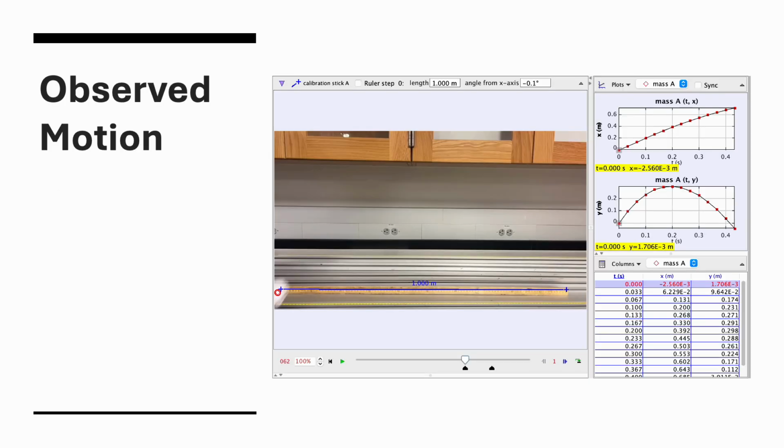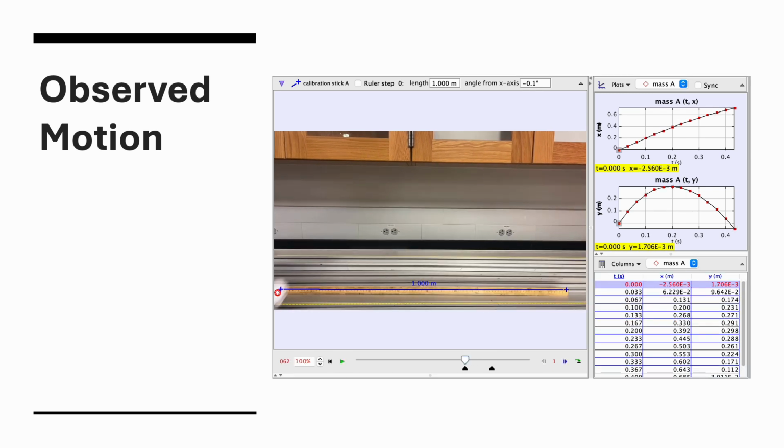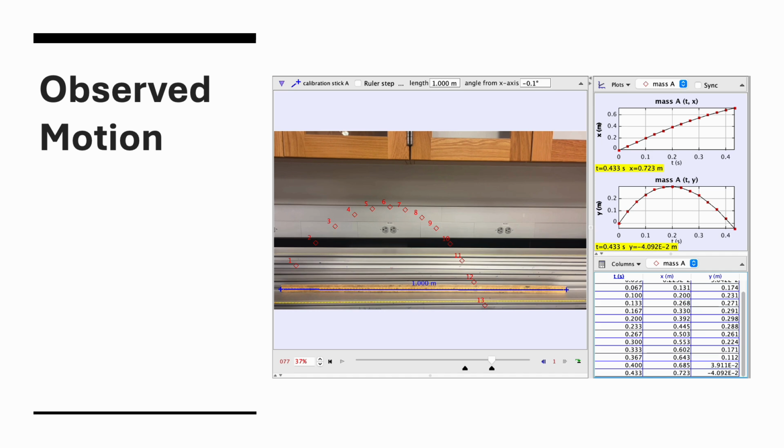Here is the observed motion of the ball. As you can see in the video, a paper ball was thrown from the left to the right with a parabolic motion. Each red diamond represents the center of mass at that point. In addition, we used a meter stick as a calibration so the Tracker software could properly predict the motion of the ball. Over time, at a time interval of 0.033 seconds, the x and y coordinates of the ball are generated.